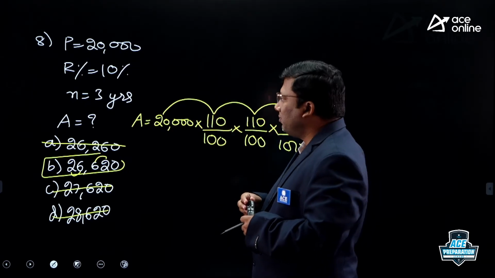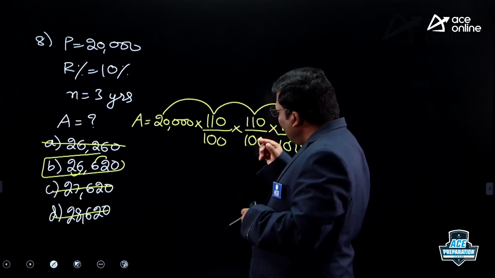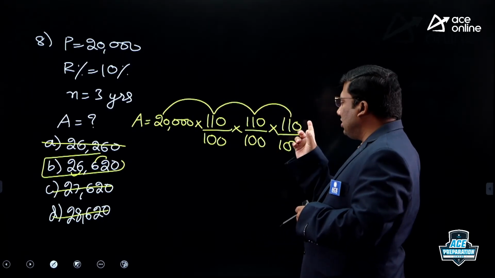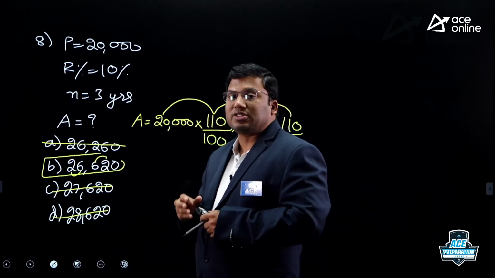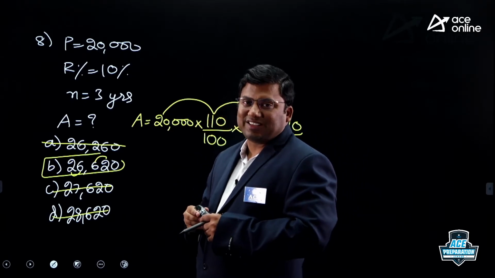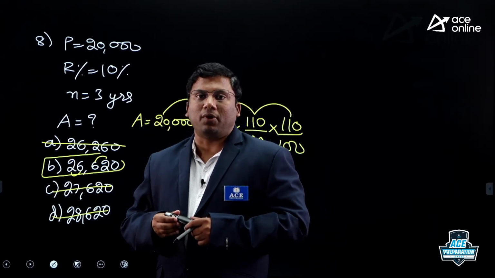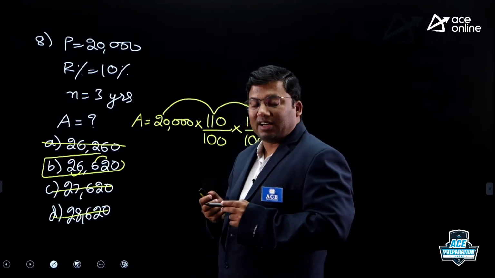20,000, digital sum is 2. On 110 increase, 110. 2, 2, 4. 4 2s are 8. 8 2s are 16. 16, what is the digital sum? 7. Keep always an eye on the answer options. I hope the idea is clear, right, sir?